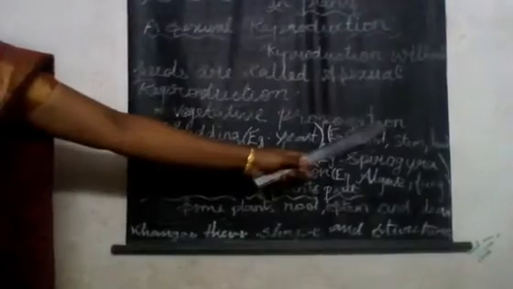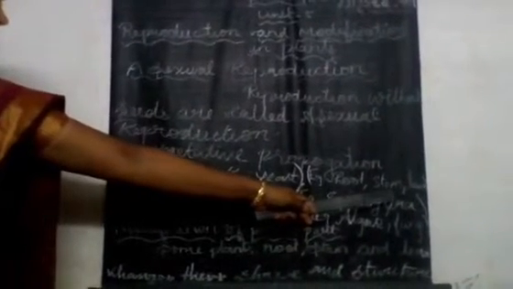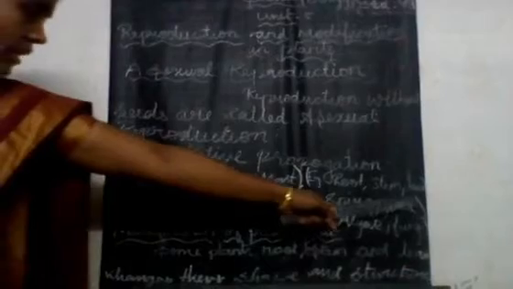Vegetative propagation. Vegetative parts of the plants such as roots, stem, leaves can help to propagate the plant. Root example, beetroot; stem example, potato; leaf example, cabbage. Then next one is budding.